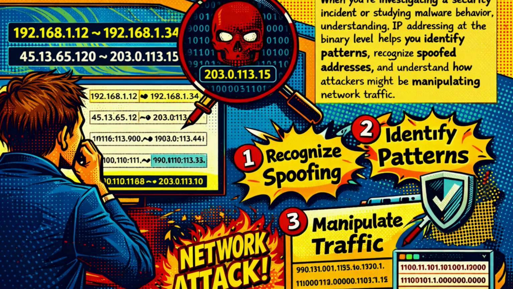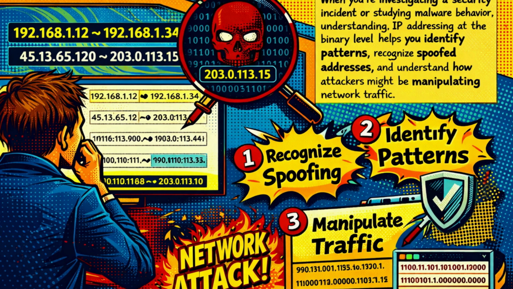Understanding CIDR notation is essential for cybersecurity work because you'll see it constantly in firewall rules, access control lists, routing tables, and security documentation. For example, if a firewall rule blocks traffic from 10.0.0.0/8, you now understand that it's blocking any IP address where the first 8 bits match the first 8 bits of 10.0.0.0. Since 10 in binary is 00001010, any address starting with 10.x.x.x is blocked. That's the entire range from 10.0.0.0 to 10.255.255.255, over 16 million addresses.